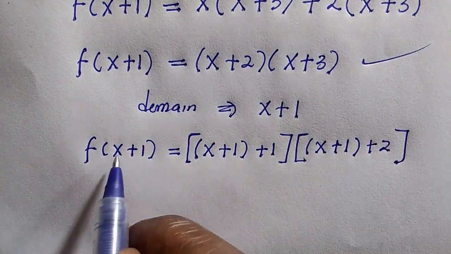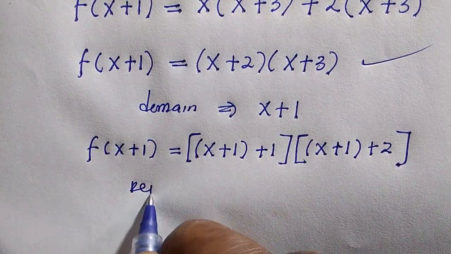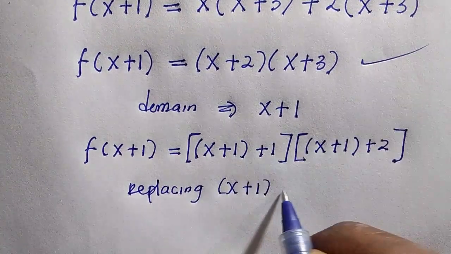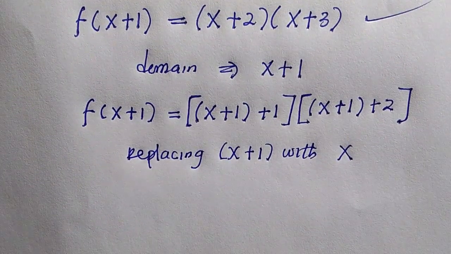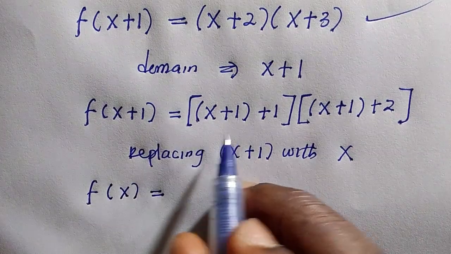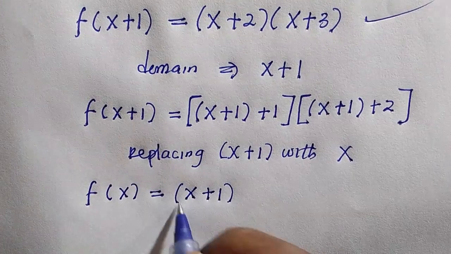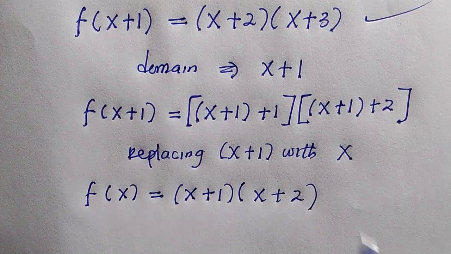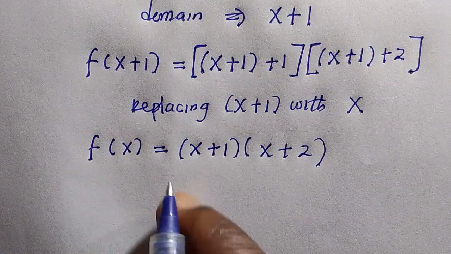So after getting this, and we have this domain here, what to do next is we have to replace this x plus 1. So when we replace it with x, anywhere we see x plus 1, we write x instead. Therefore, f of x equals, for every x plus 1, we change it to x. So plus this one in bracket, open bracket, while this one is x plus 2. So here is the complete factorization of this, as we have only f of x.